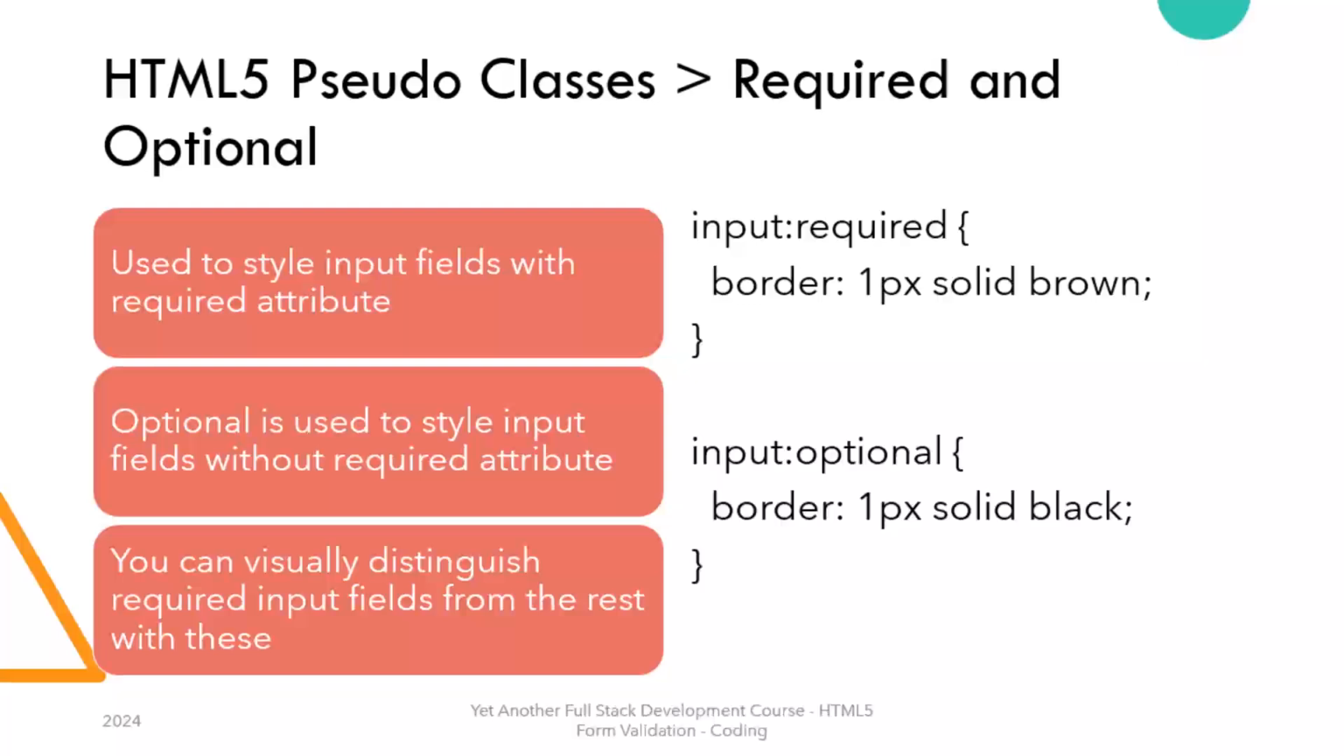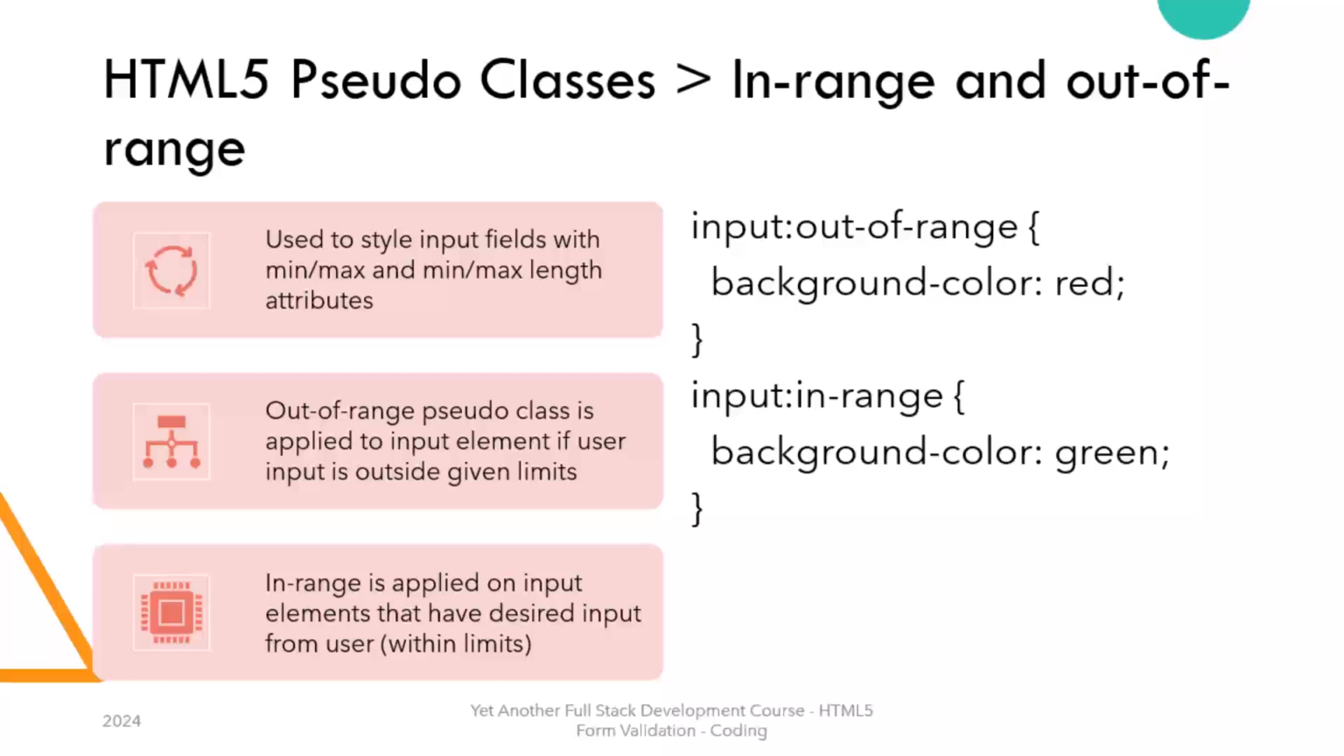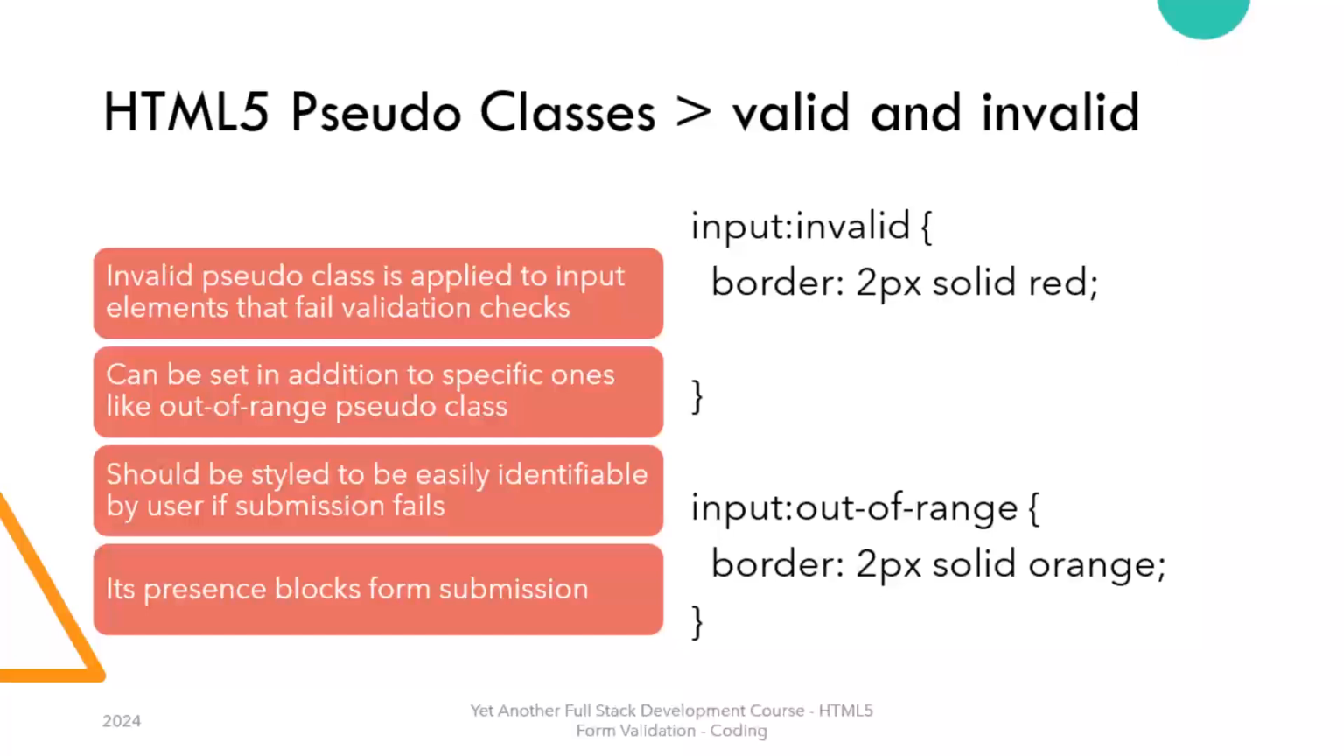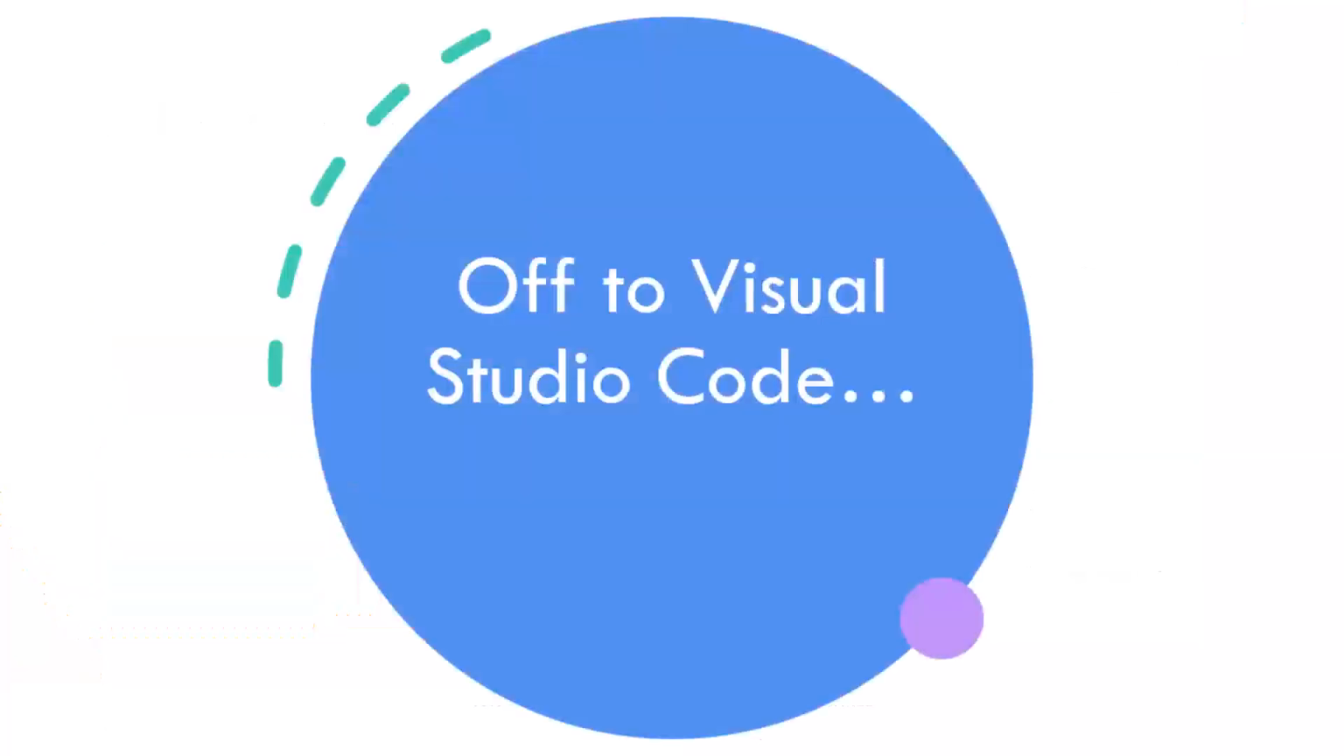Required, in-range, out-of-range, and valid, invalid pseudo-classes help you give a unique style to input elements that represent the current state to the user. Right, let's switch to Visual Studio Code and see all of this in action.